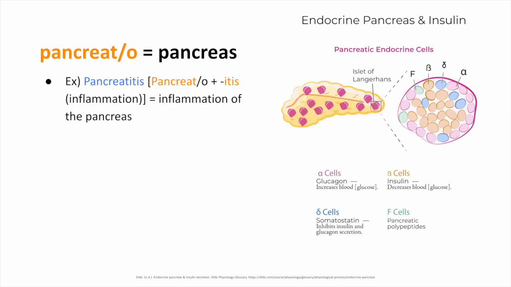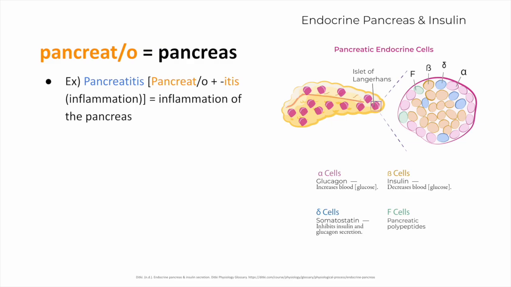Pancreat-o is a combining form that means pancreas. So one example is pancreatitis, pancreat-o plus suffix itis. So inflammation of the pancreas is pancreatitis. Pancreatitis, sorry about that. And to the right, I show a diagram of how pancreatic endocrine cells look.